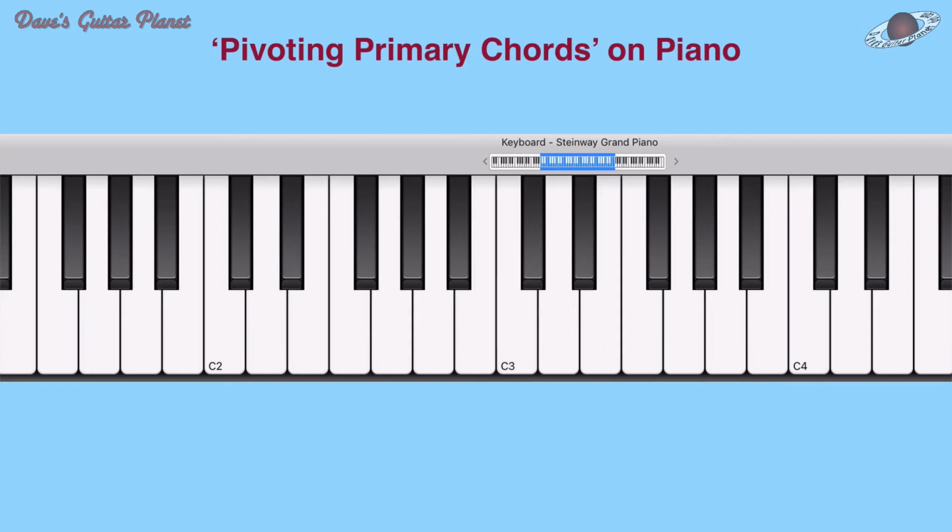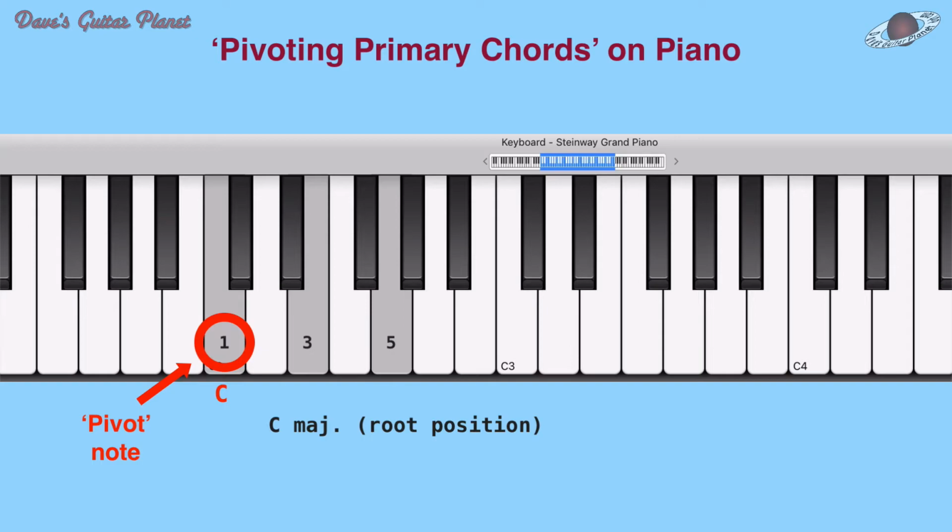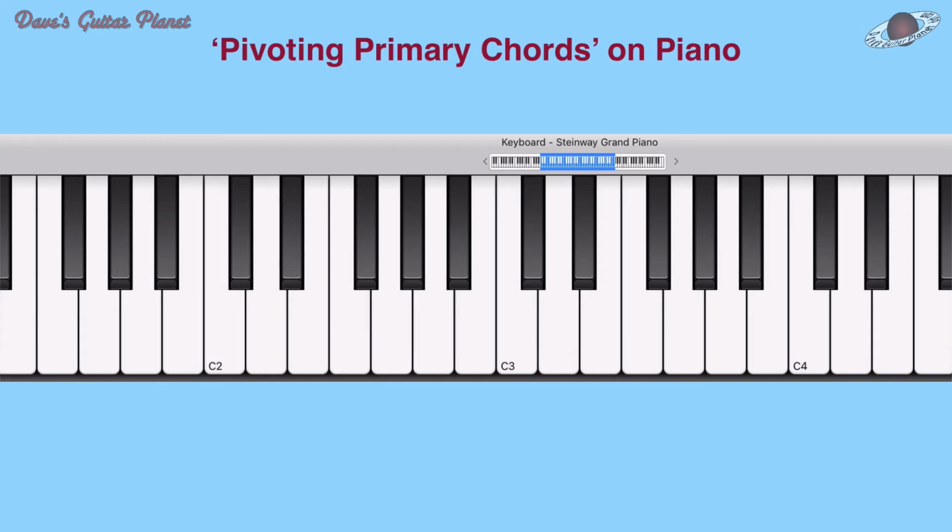So we've got a root position C chord, an F chord with the 5th on the bottom. So we're pivoting on the C note. The C doesn't change. We've got 1, 3, 5 in C. We've got 5, 1, 3 in F. And then we could go up to the root position G chord.